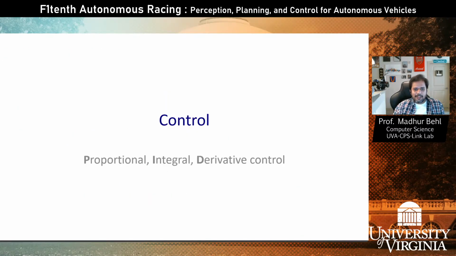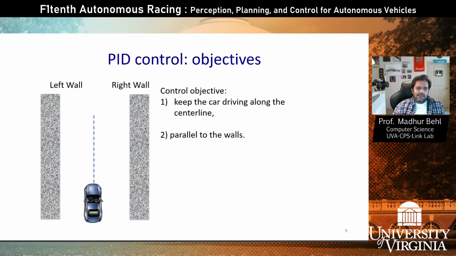But first, let's take a detour and get into understanding PID in the context of wall following. So remember, the objective of wall following can be distilled into two sub-objectives. The first is we want to keep the car driving along a certain distance away from the wall.